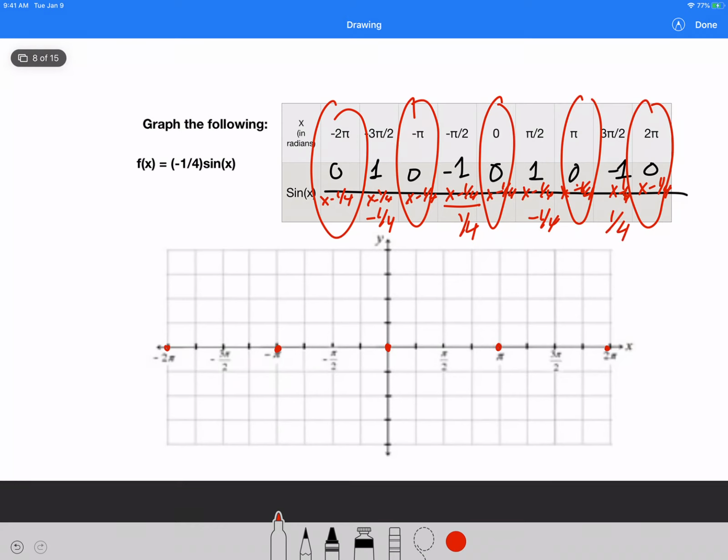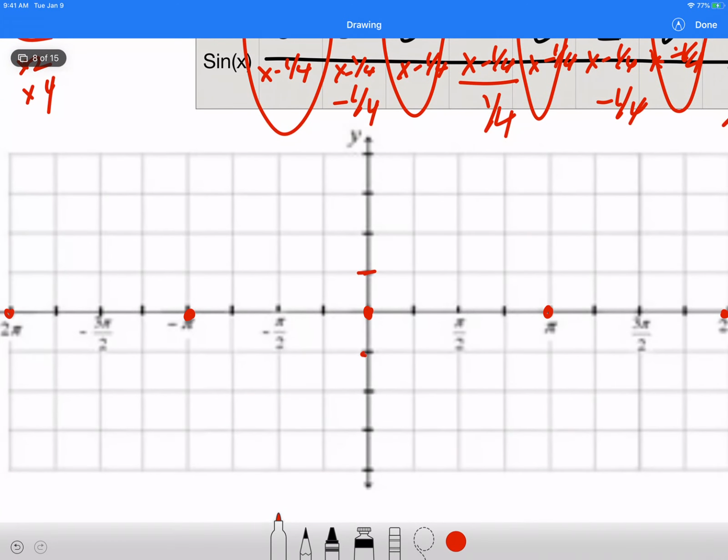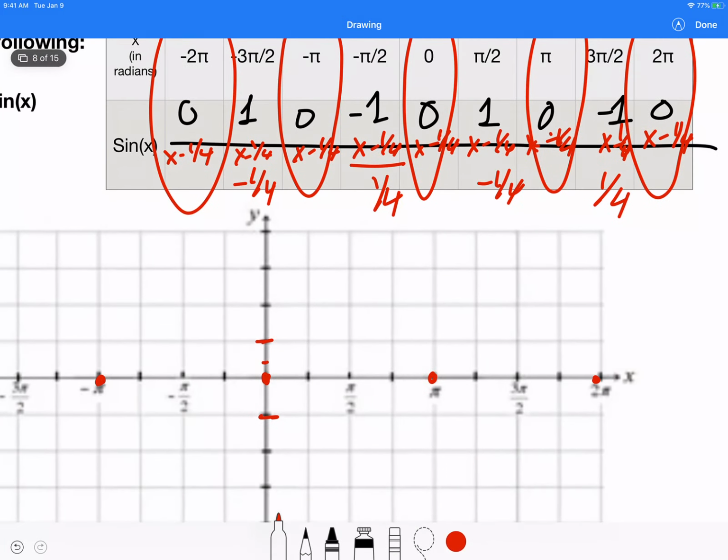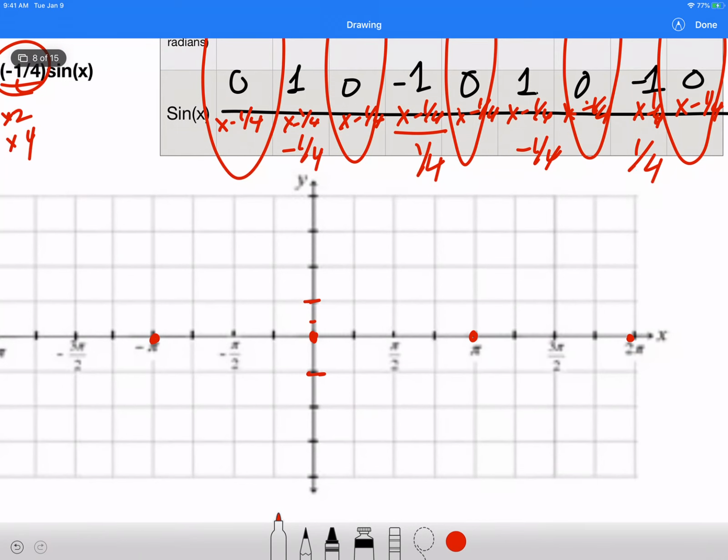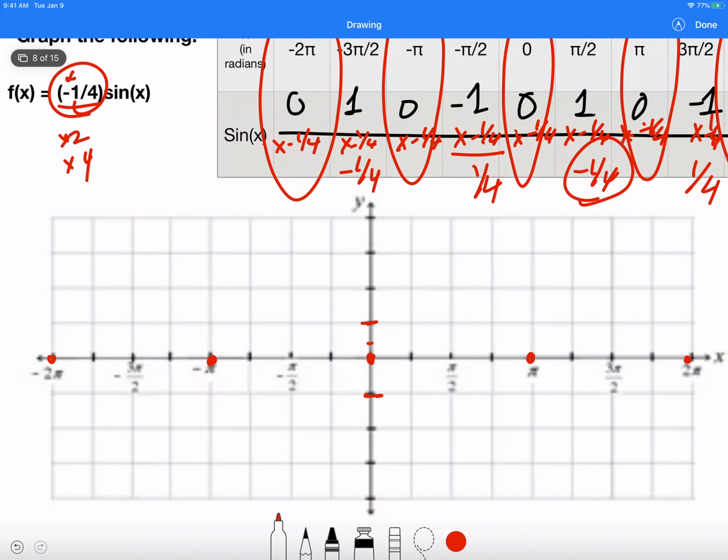So what that means is it shrinks the graph, because instead of doubling it or multiplying by 4 like before, we are going to take the amplitude and make sure that it's very, very small, which is 1 over 4. So if that is 1, 1 over 4 is actually a quarter of that. It's very, very tiny. So starting at pi over 2, which is going to be at negative 1 over 4, because you remember we reflected across the x-axis by multiplying by a negative.